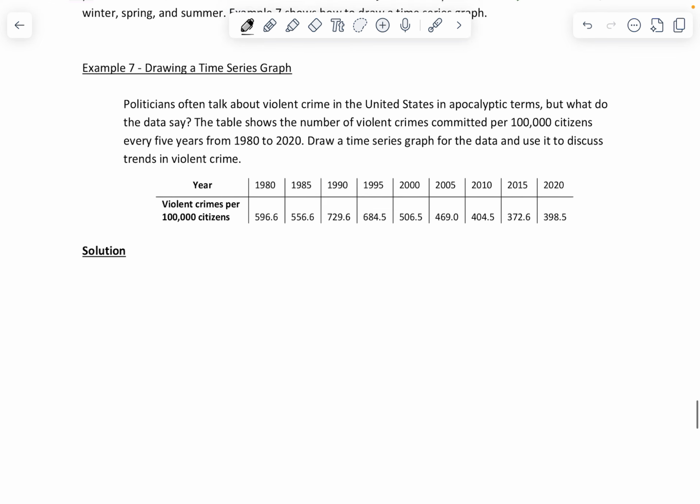So in example 7, politicians often talk about violent crime in the United States in apocalyptic terms, but what does the data say? The table shows the number of violent crimes committed per 100,000 citizens every 5 years from 1980 to 2020. Draw a time series graph for the data and use it to discuss trends in violent crime.